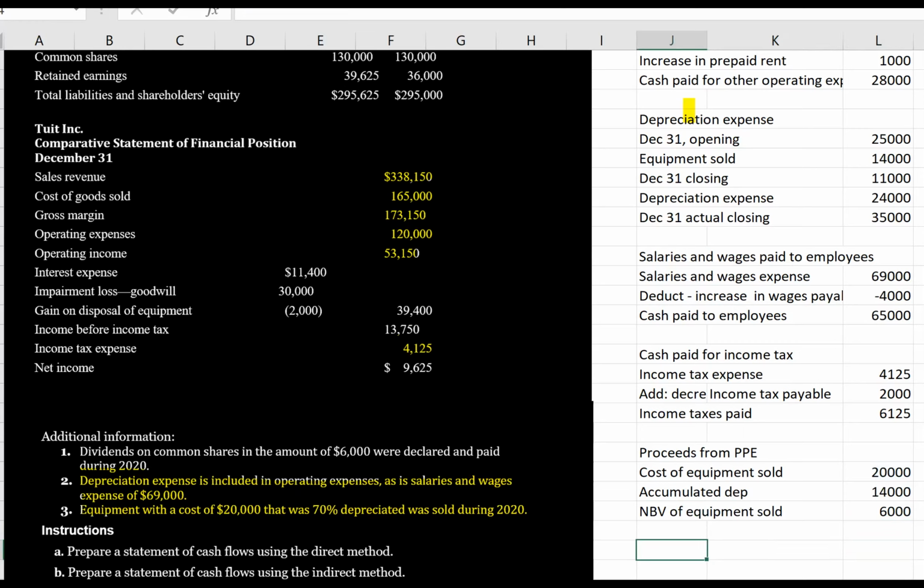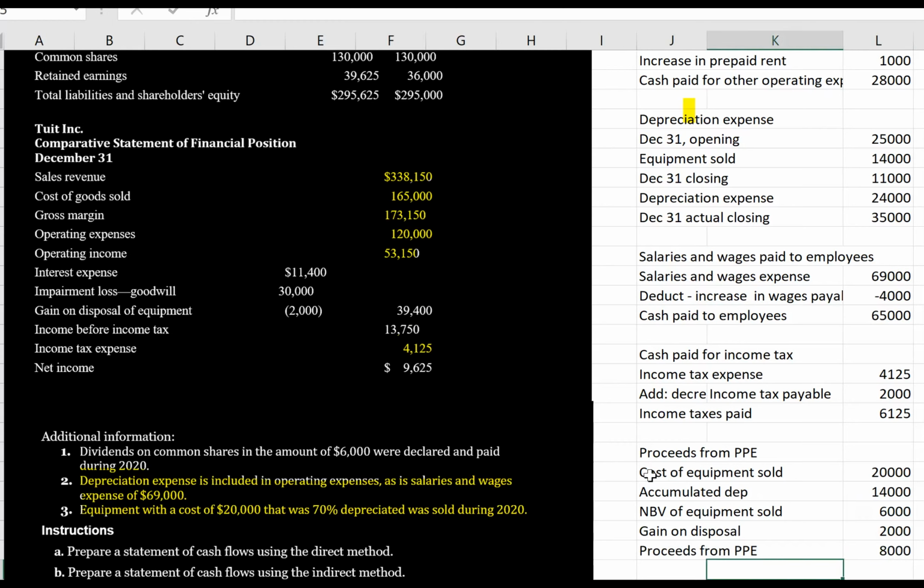And we're told here that equipment with a cost of 20,000 was sold. Okay, and then here on the income statement, you can see that there's a gain on the disposal of equipment. So we've got a gain on disposal, which we're picking up right from the income statement. We're not computing that. We're finding that number on the income statement. So we've got a $2,000 gain, and that means that our proceeds from PP&E must have been the net book value plus $2,000 to yield a gain. That means we must have received $8,000 in cash for that PP&E.